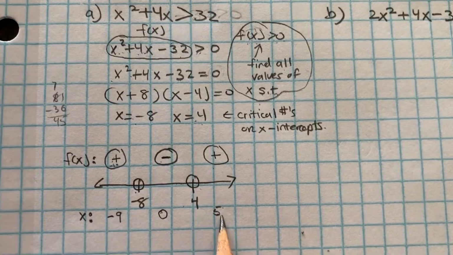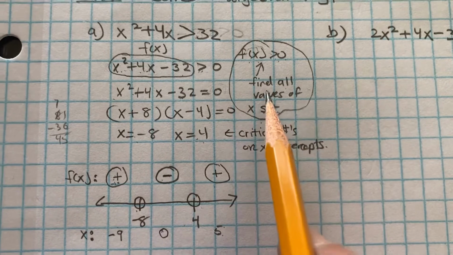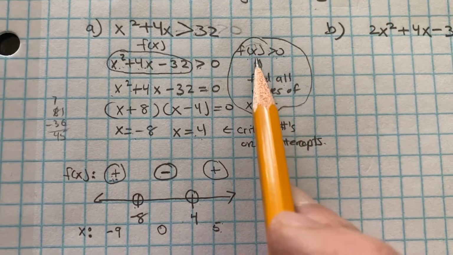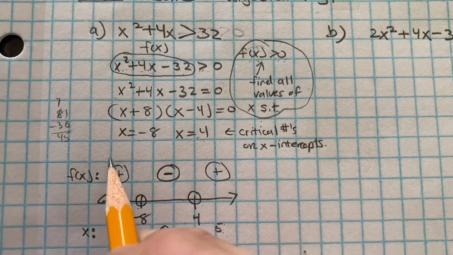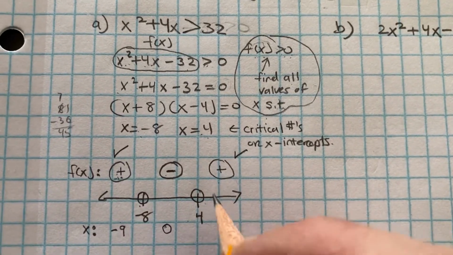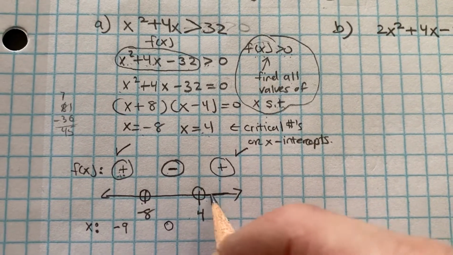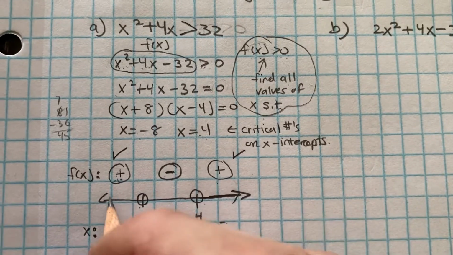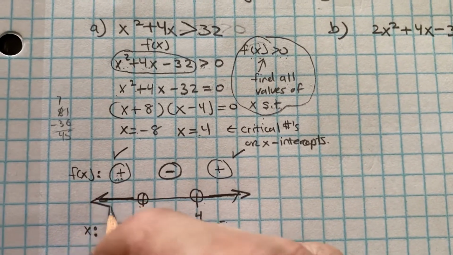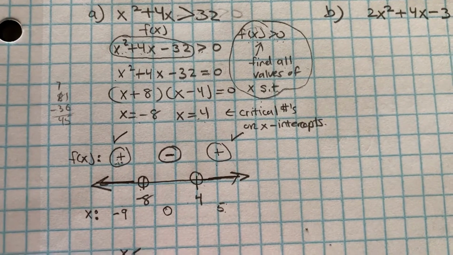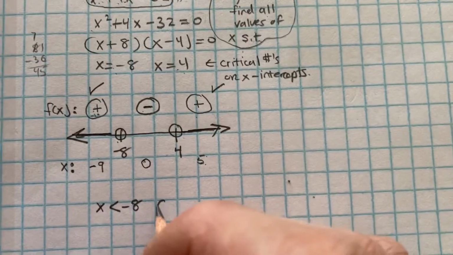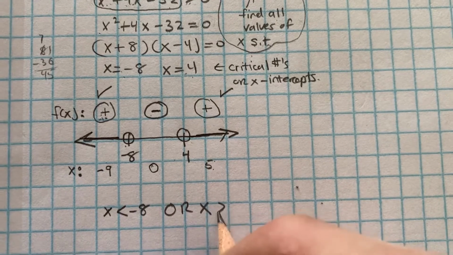Now that I've tested my x values, I want to find all x values such that f of x is positive. So what is my solution set? My solution set is right here and right here. And if you want to sketch it on the number line, this is your solution set. And you would write x is less than -8 or x is greater than 4.